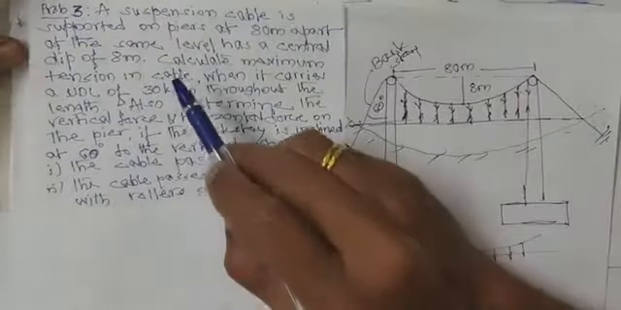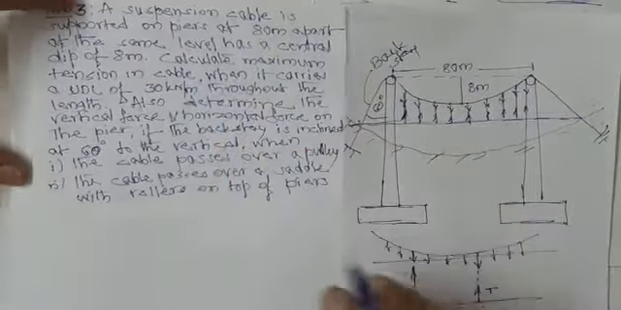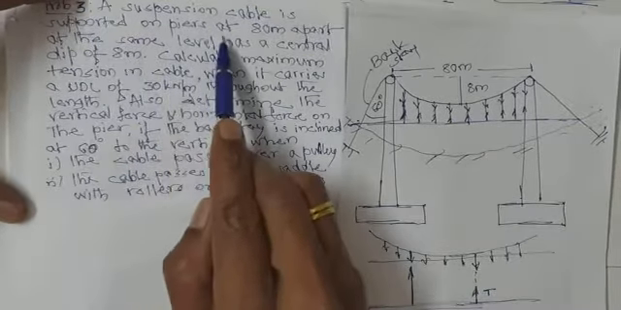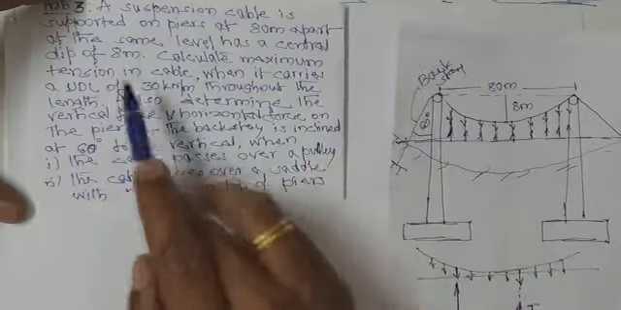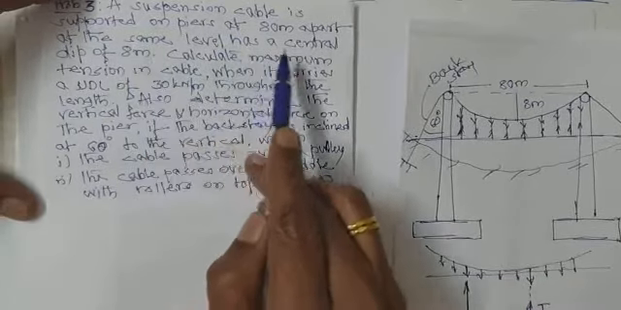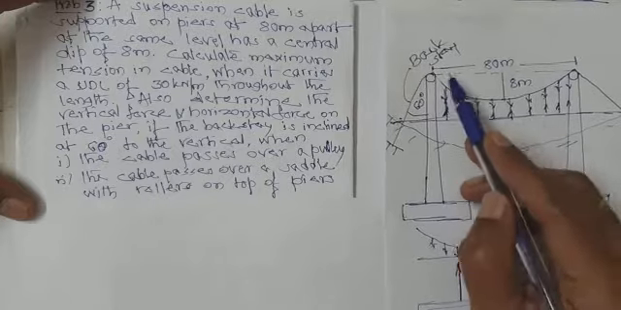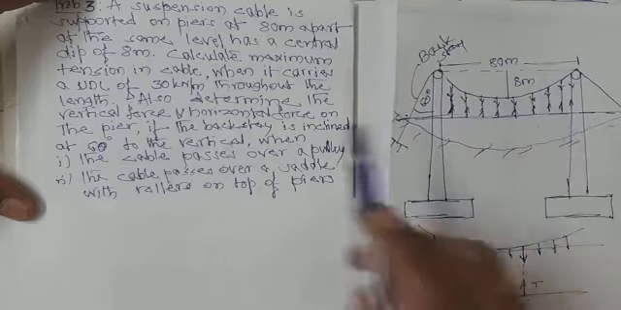Hello, now we will solve one more problem on suspension cable. Here is the problem. A suspension cable is supported on piers 80 meter apart at the same level, with a central dip of 8 meter. A suspension cable, say 80 meter span, 8 meter dip.